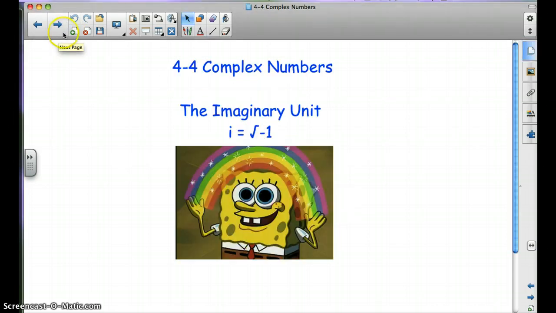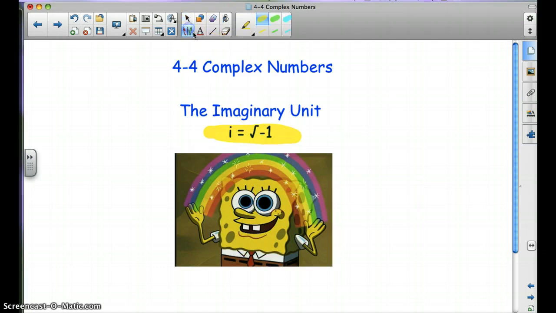So we're going to talk about complex numbers, and to talk about complex numbers, we've got to talk about the imaginary numbers. And when I think of imaginary numbers, I think of SpongeBob and his imagination. So that's what we're going to be doing. We're going to be using our imagination and looking at the imaginary number i. So what is i? i is the square root of a negative 1. That is what i is.